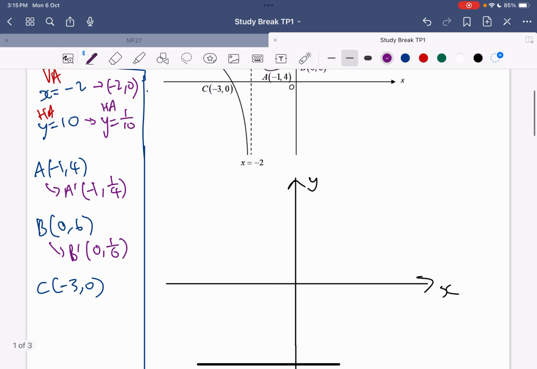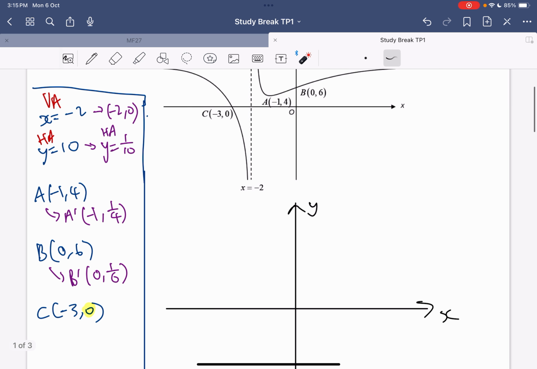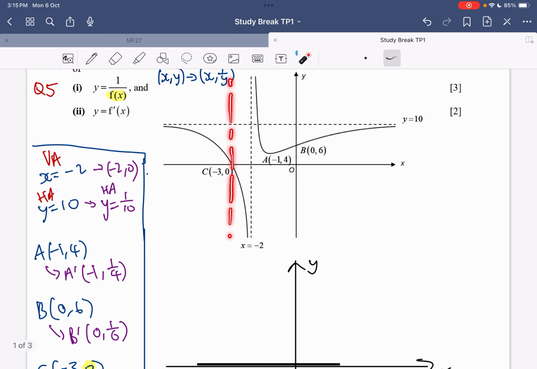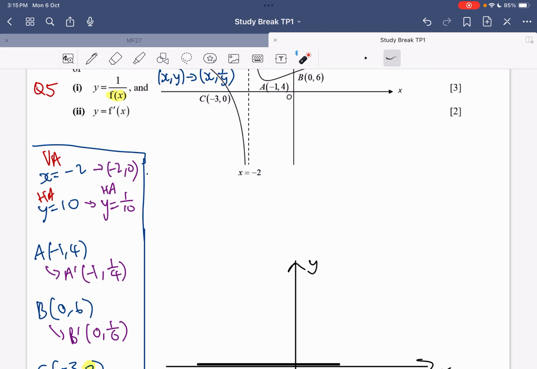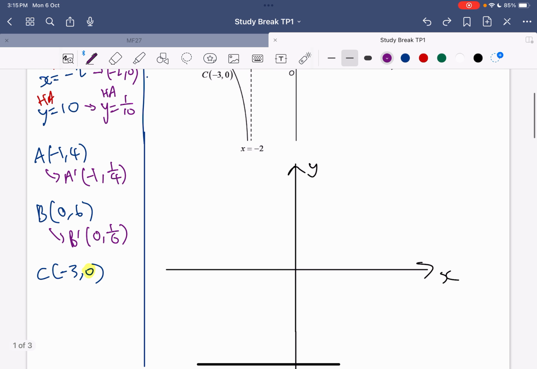And finally, this one where we have y equals 0, right? The intercept, it will now become an asymptote, a vertical asymptote. So notice intercept becomes asymptote, asymptote becomes intercept. Okay, so here we now have our new vertical asymptote, x equals -3.